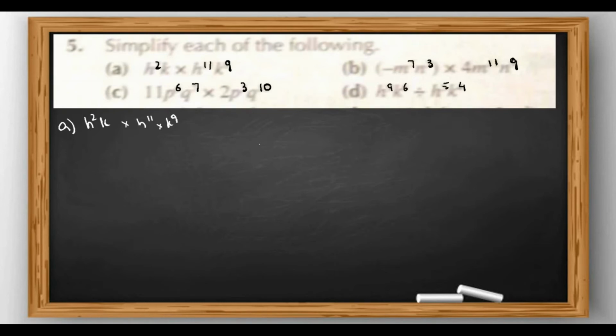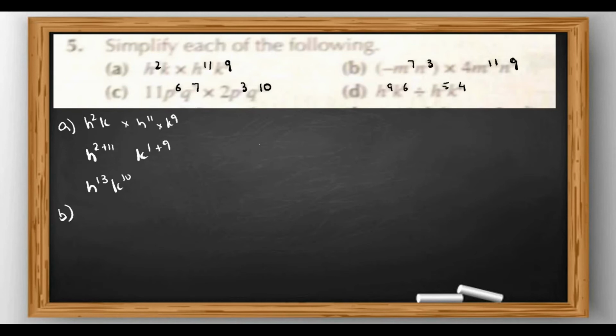First of all, write h together. So this would become h raised to power 2 plus 11, because you have h raised to power 2 multiplied by h raised to power 11, and k raised to power 1 plus 9, because if there is no power then it means that the power is 1. So this will become h raised to power 13 and k raised to power 10.